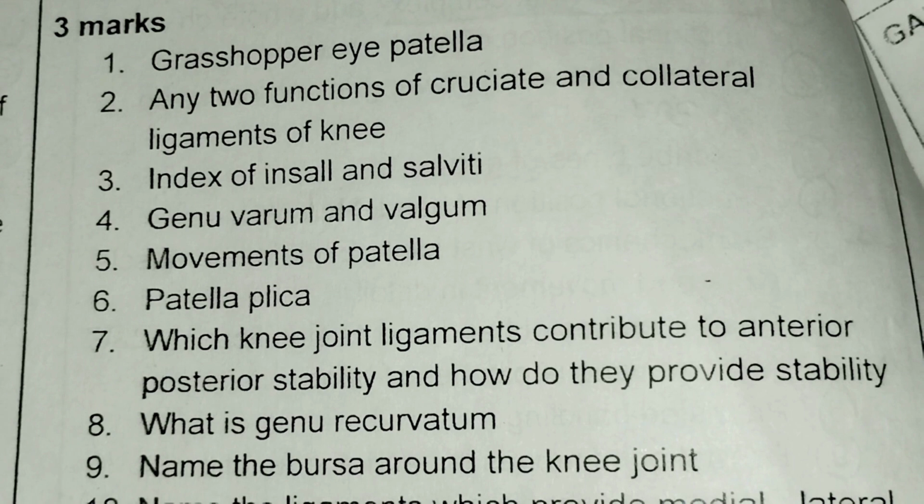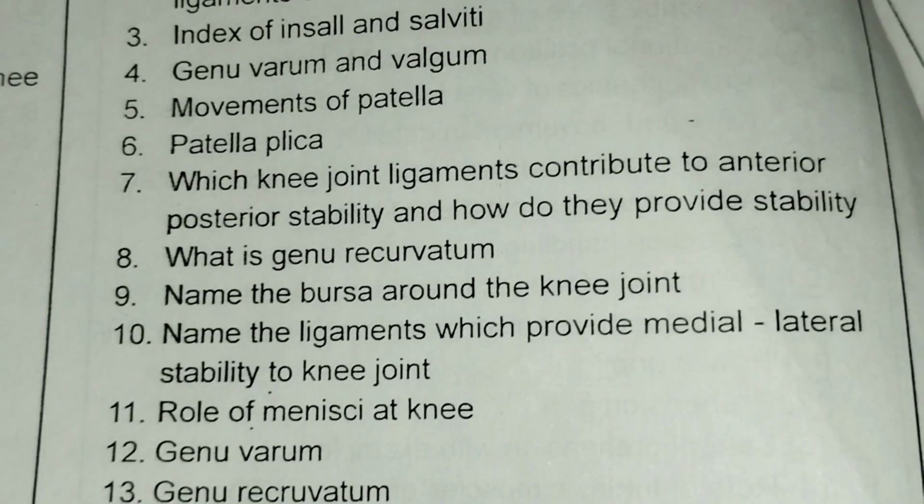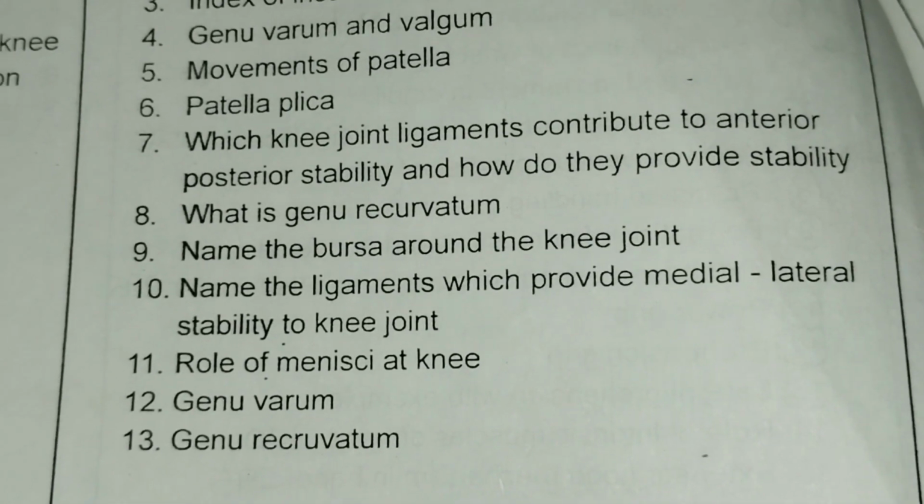Sixth one, patella plicae. Seventh one, which knee joint ligaments contribute to anterior and posterior stability and how do they provide stability. Eighth one, what is genu recurvatum? Ninth one, name the bursa around the knee joint. 10th one, name the ligaments which provide medial and lateral stability to the knee joint. 11th one, role of menisci at knee. 12th one, genu varum, and the last one, that is 13th one, genu recurvatum. And finally, we have come to an end of this chapter.